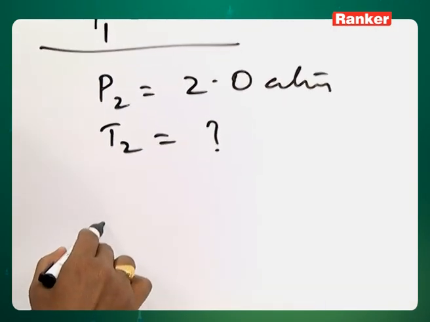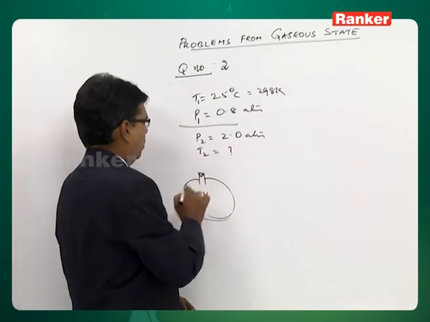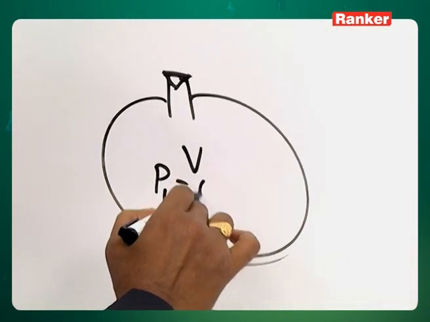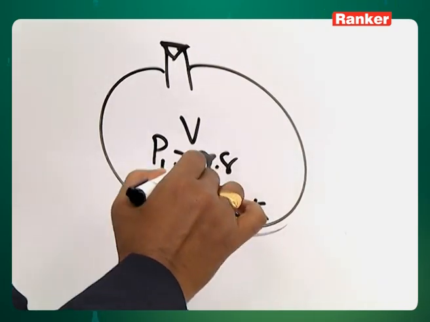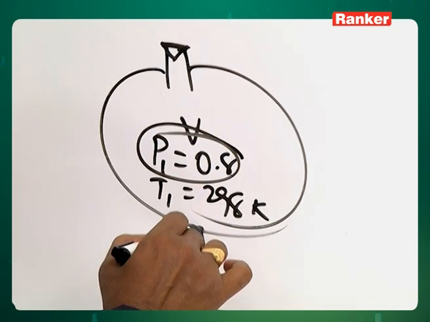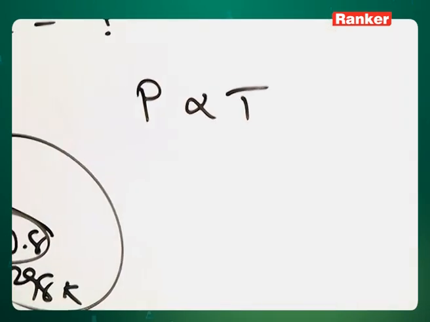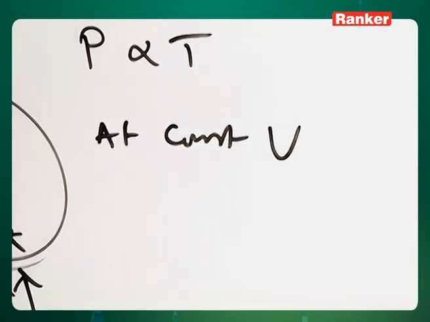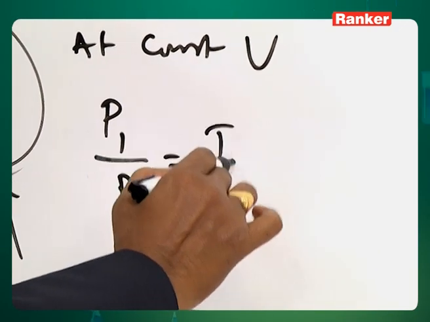Here in a glass vessel, volume is V. In the same glass vessel, initially the pressure is 0.8 atmosphere, temperature is 298 Kelvin. Then this can withstand a pressure of 2 atmosphere. On heating, because P is proportional to T, the pressure is raised. So here at a constant volume, P is proportional to T, or P1 by P2 is equal to T1 by T2.